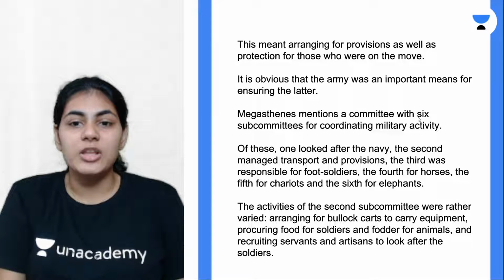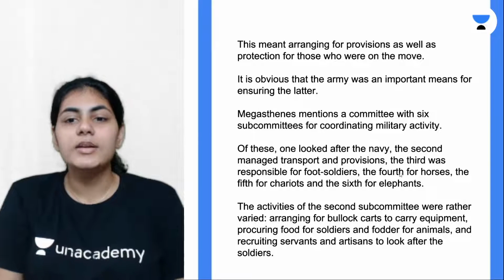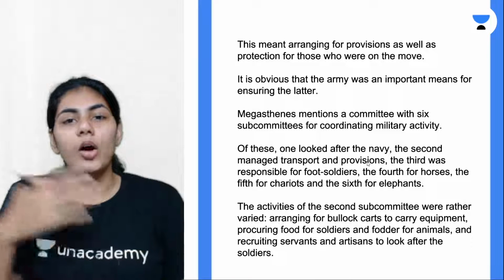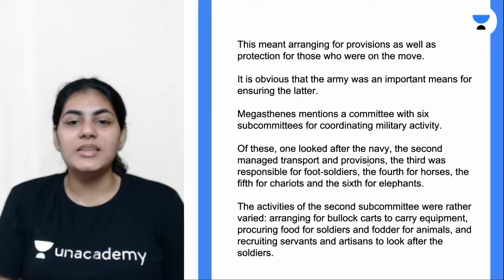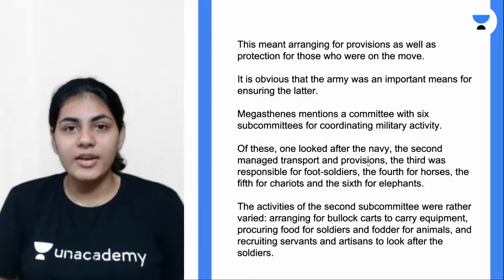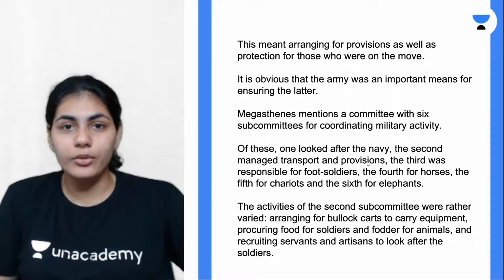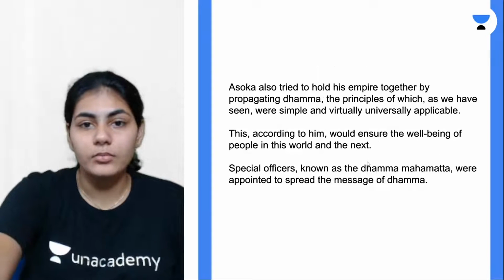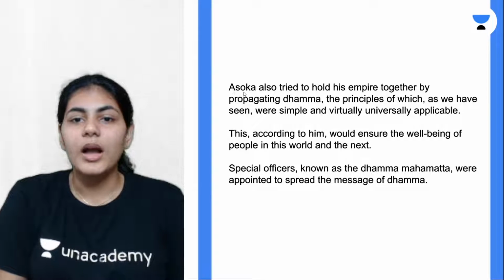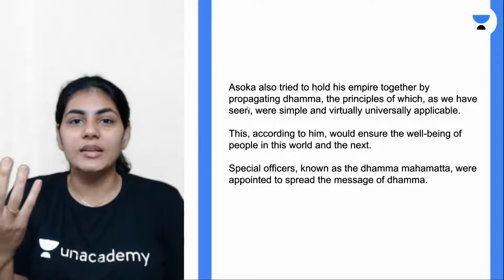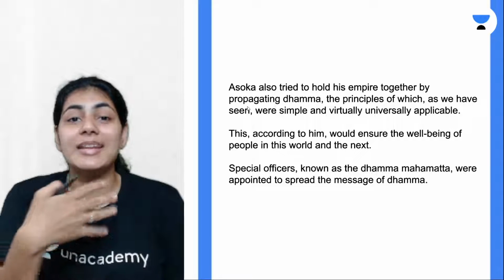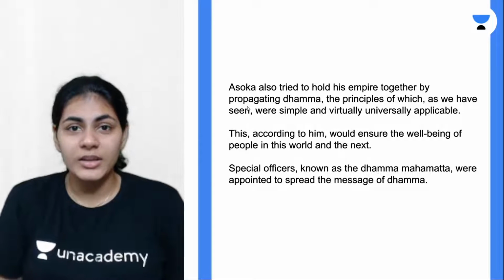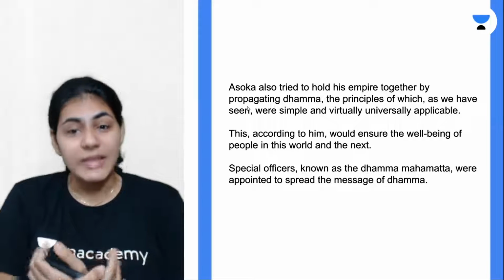The third committee was responsible for foot soldiers, the infantry. The fourth was for horses, the fifth for chariots, and the sixth for elephants. All of these wings were taken care of by these six subcommittees, which were very important, especially when soldiers are traveling from one place to another. So that's the administering of the empire. And Ashoka believed that if he propagated these Dhamma principles, his ideologies and beliefs, he could consolidate the empire and bring it together. That's what he thought.